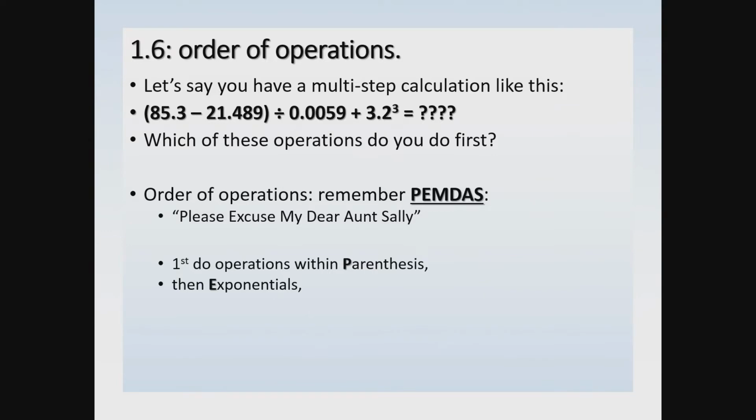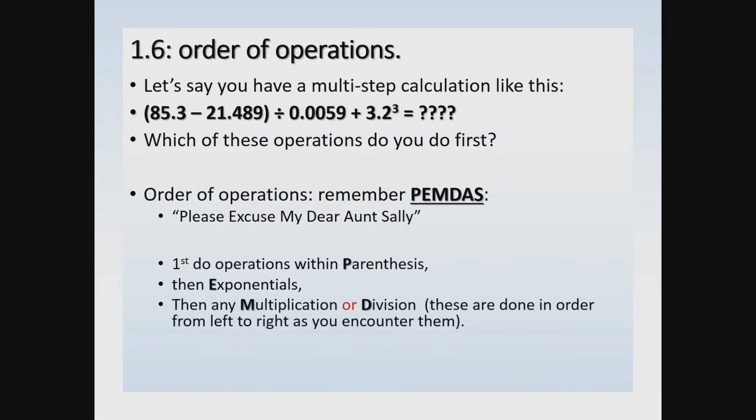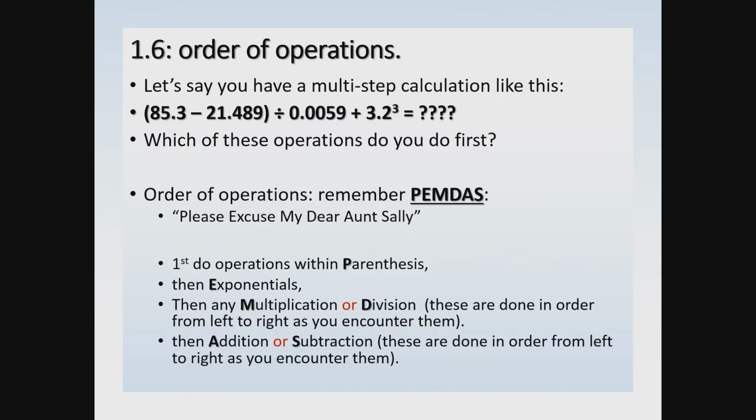The next thing you want to do is deal with the exponents. And then the next thing you do is either multiplication or division. Now you don't necessarily do multiplication before division. What you do is you do multiplication or division in the order in which you encounter them in the equation. So if division is first, you do that first. Then you do addition or subtraction. Again, you don't always do addition before subtraction. You do them in the order in which you find them.